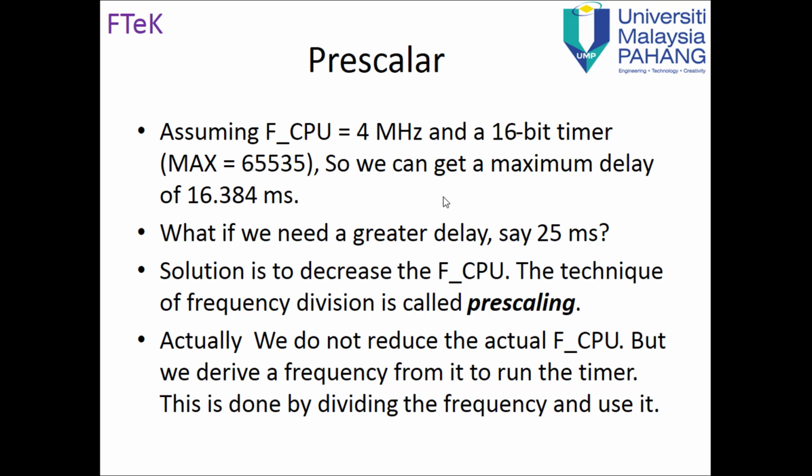Now, is 16 milliseconds a sufficient delay? No, of course. Sometimes we need to make a delay of 1 second, 2 seconds, and more. Let's say, for example, we want to make 25 milliseconds. What should we do? The solution that the microcontroller manufacturer provides is the technique of frequency division, which is pre-scaling. So actually we don't reduce the actual frequency, but we derive a frequency from it to run the timer. So instead of making a transaction every 1 clock, it will wait some clocks and then make the transaction. So this will make the time longer.